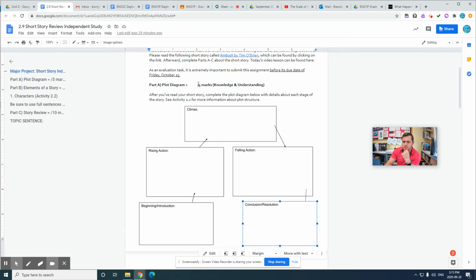You get 5 marks for this. Just give me 1 sentence or a couple sentences about what happens at each part of the plot.